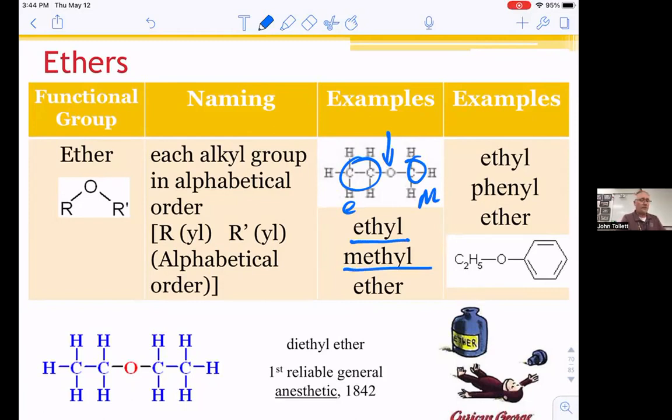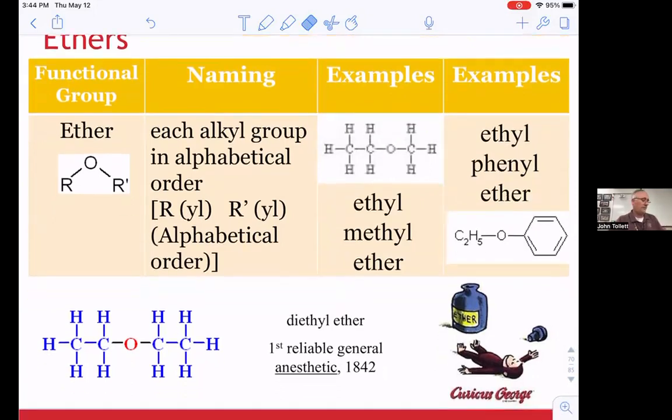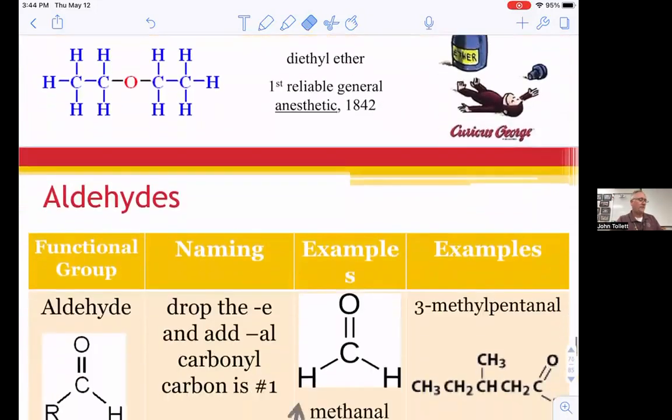If I look at the one to the right of it, I've got this benzene group over here, which when it's attached to a carbon chain is called a phenyl group, and I've got another 2 carbon member over here. This would be ethyl phenyl ether. Now, you may have heard of diethyl ether. Diethyl ether was used as an anesthetic early on, so it actually puts people out. And there we have Curious George sniffing the ether, but whatever. Okay, that's ethyl ether or diethyl ether.